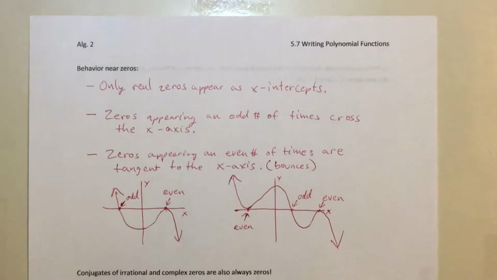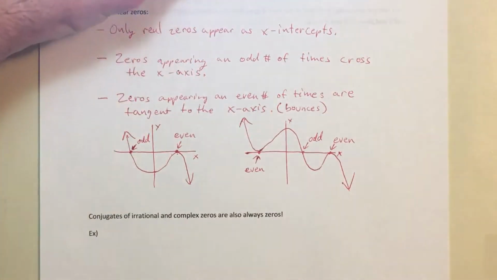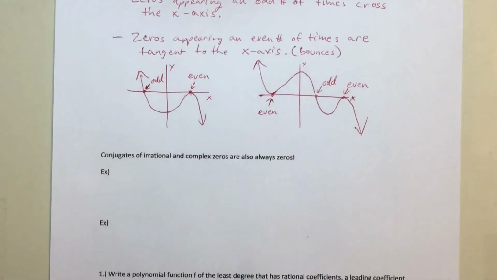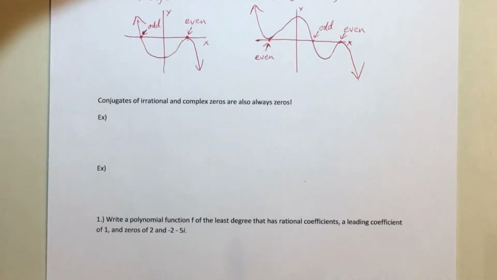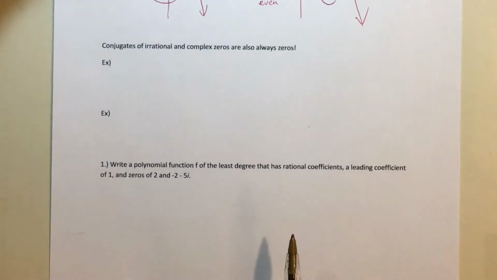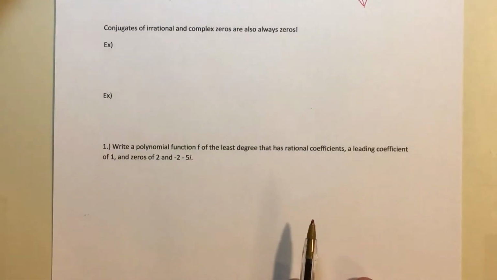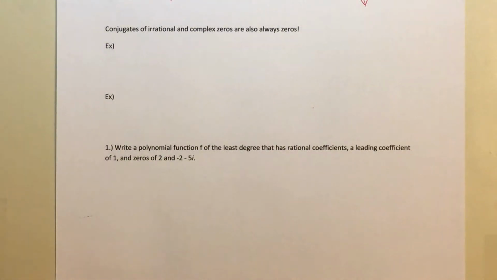What we're going to be doing is, let me slide my light over here. What we're going to be doing is we are going to be given zeros, okay? We're also going to be given a leading coefficient, and we're going to be asked to write an equation, write a polynomial function from that leading coefficient and those zeros. But there's a couple things you need to be wary of. For one, the multiplication can be a little bit strenuous, okay? It takes a little while. For two, we have to worry about conjugates.